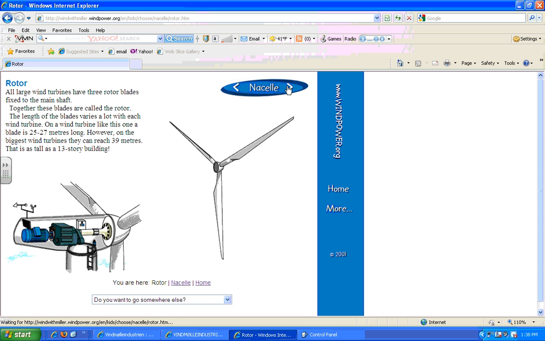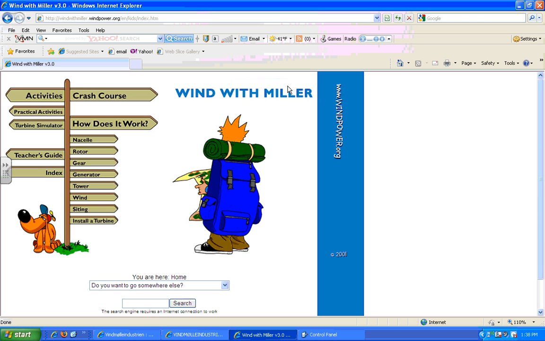And then the rotor, which is the blades and the hub. So we'll spend some time in class going through and exploring these and see what we can discover.